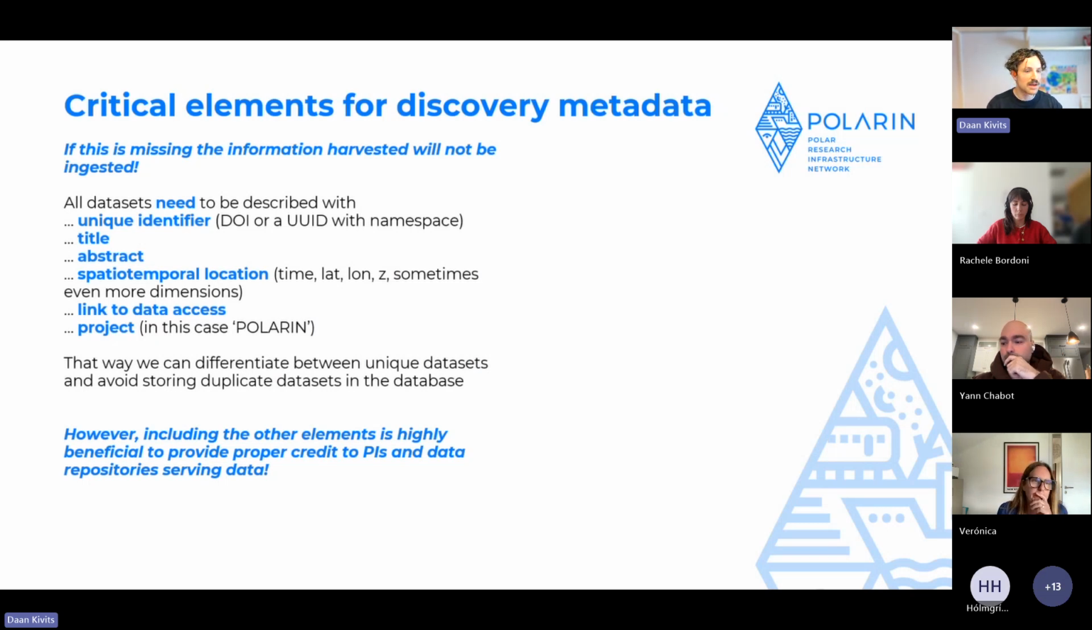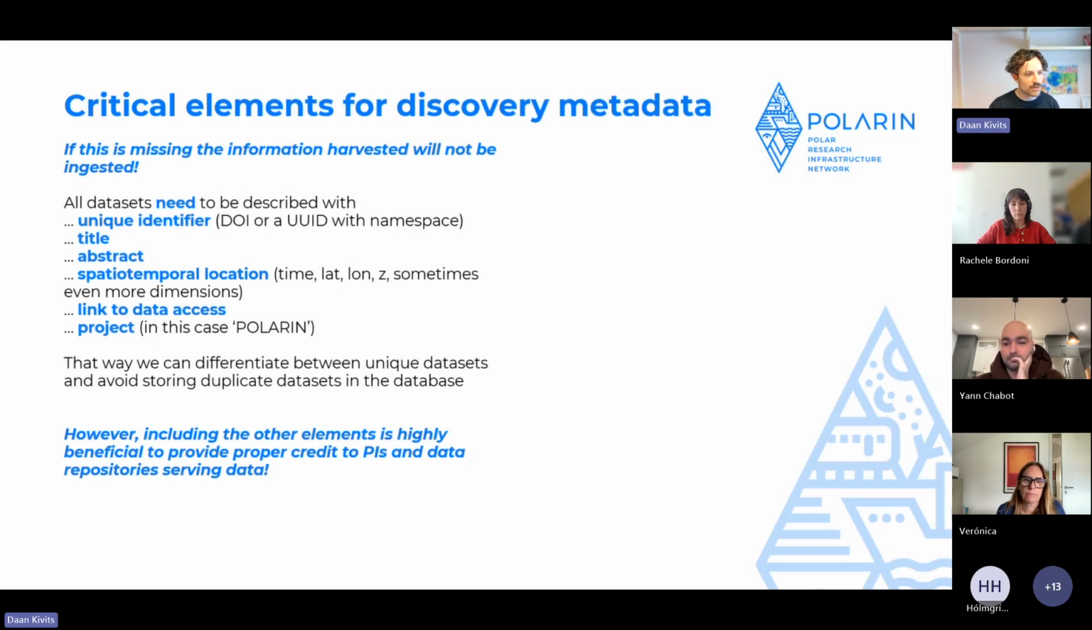This can be a DOI or also a universally unique identifier with a namespace. Because even though it's very small, there is a chance that even unique identifiers exist multiple times in the world. So with a namespace, you remove that chance from occurring.